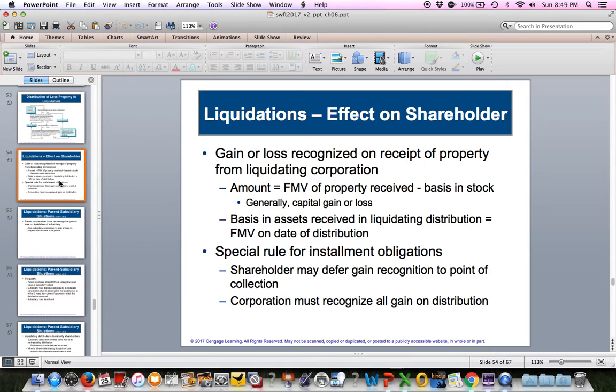There's a special rule for installment obligations. Shareholders may defer gain recognition to a point of collection on installment obligations. The corporation must recognize all gain on distribution.